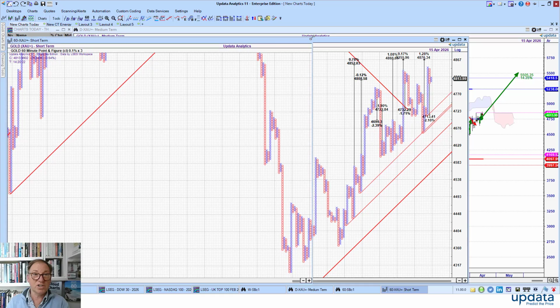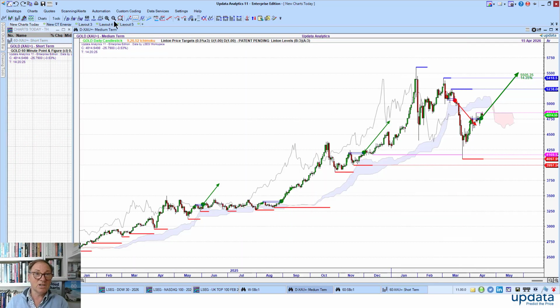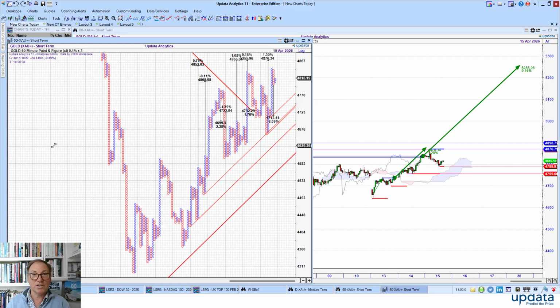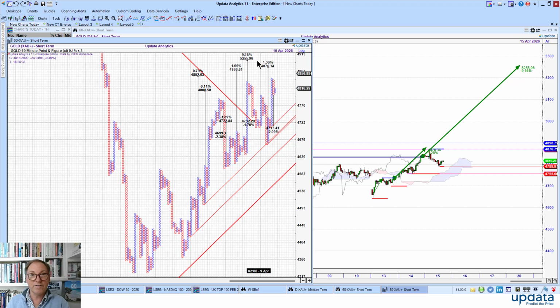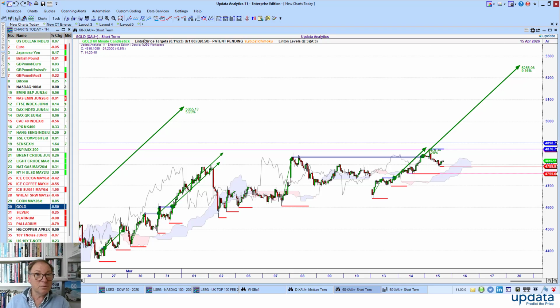So that's the same targets on a point and figure chart that are now on a line-based chart, and most people will find this chart, with the targets on, much easier to read than the point and figure chart. But it's the same chart, and 5255, that's that target there. So it's really key. And those targets were given a period ago. So Updata's point and figure is by far and away the best in the world.